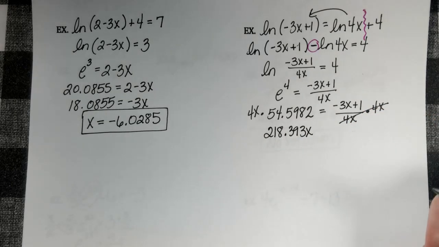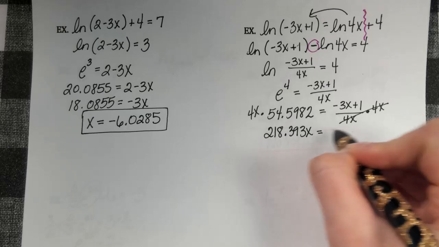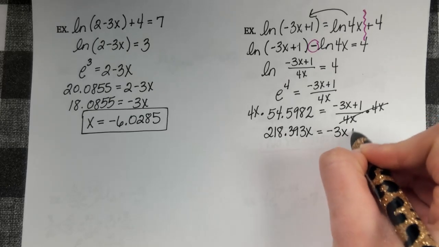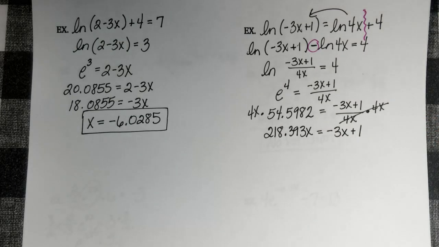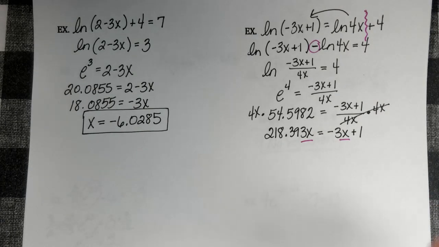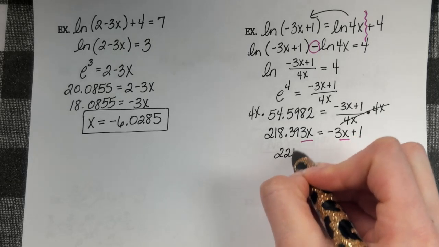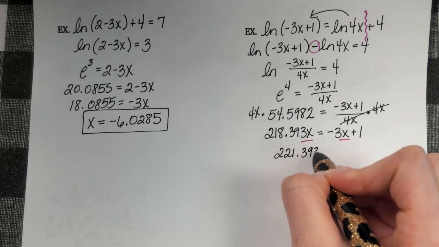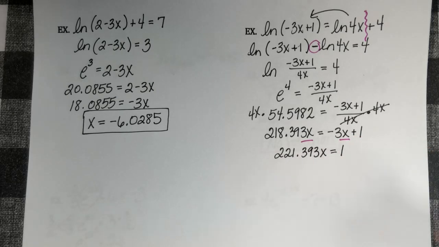Make sure you do not drop that x. You still have an x on it. And that is equal to negative 3x plus 1. So even though it looks weird, I have an x on the left and an x on the right, I need to add that 3. So I have 221.393x equals 1.